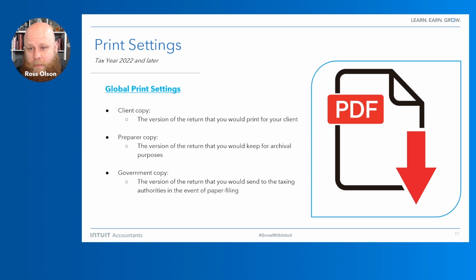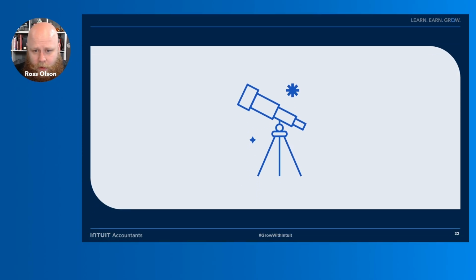Same is true for the preparer copy. You may want things there that are not on the client copy or the government copy. All those adjustments can be made, and you can see a quick overview there of what those mean. Pretty self-explanatory, but these settings can be adjusted inside the program, and we're going to jump right back in. So we want to take a look at those print settings, so you can visualize what that looks like.